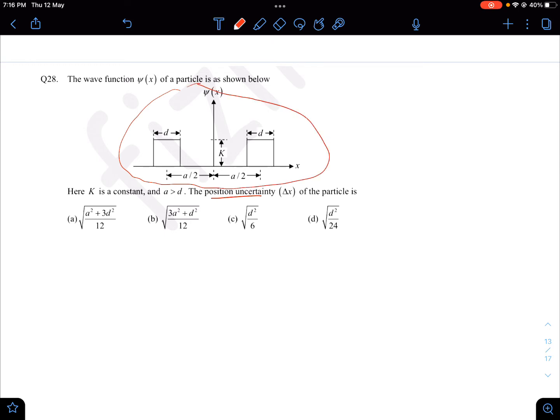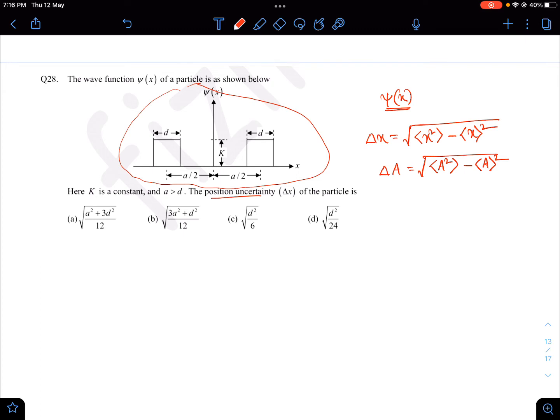So what are the steps that we will follow? First you have to write down the wave function of the particle, and then you have to find the uncertainty in position. That means you have to find delta x, which is defined as the square root of the average of x square minus the average of x, squared. This is the general rule for uncertainty of any observable. Uncertainty is defined in this way: the average of a square minus the average of a, squared.